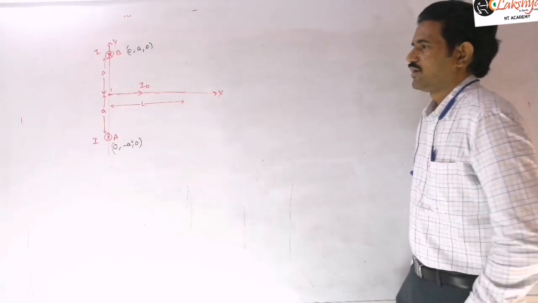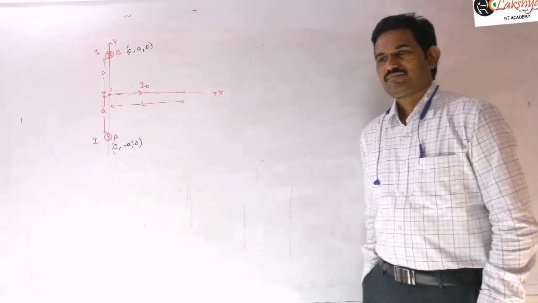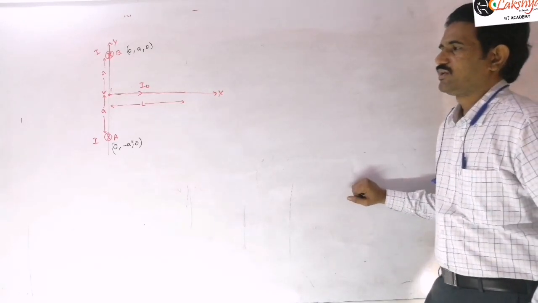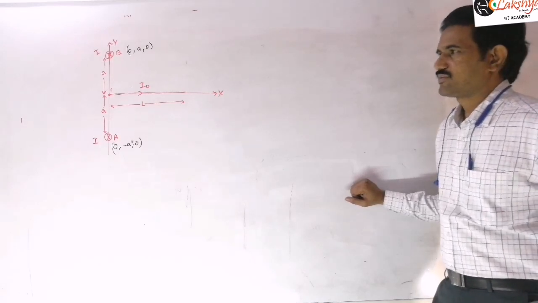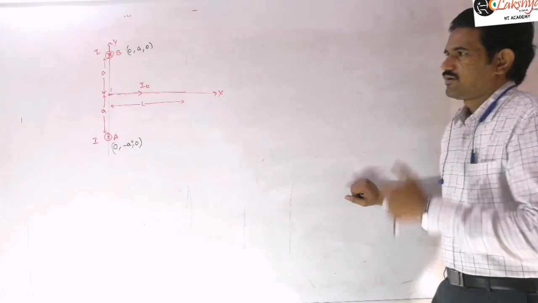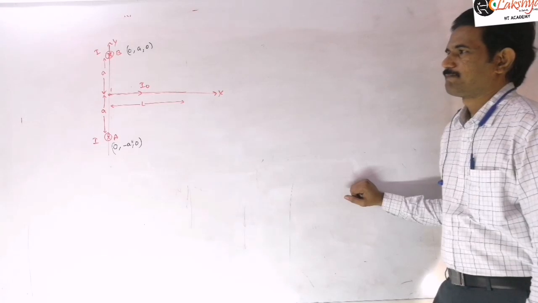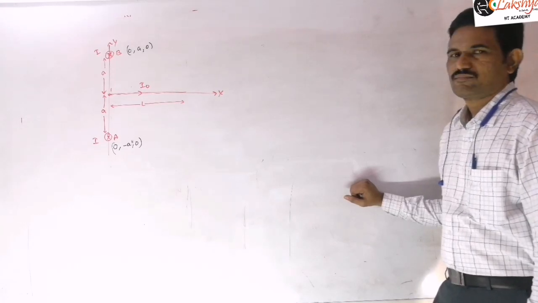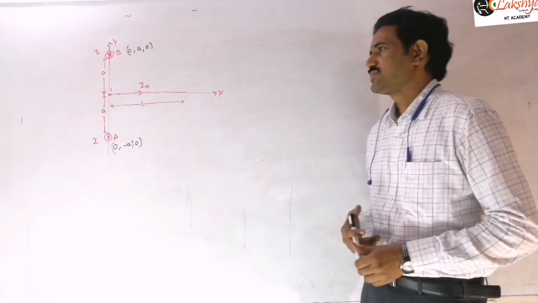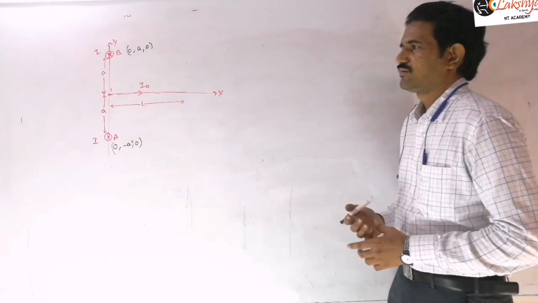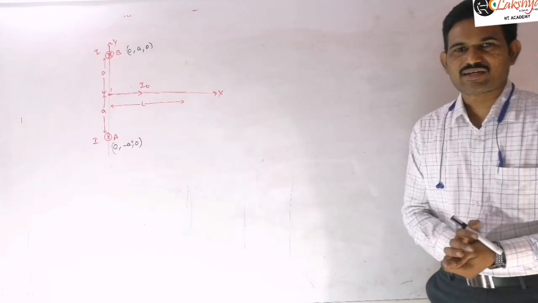Another wire of length L is placed along the X axis, starting from the origin, as shown. Current in this wire is I0. Then find the force acting on this wire.